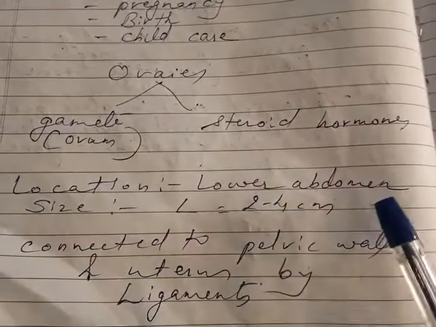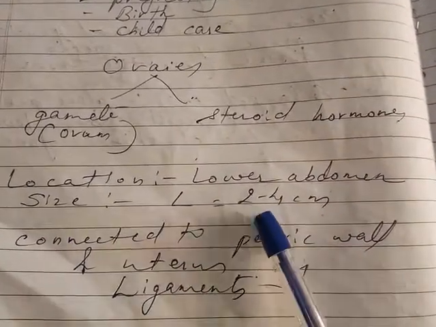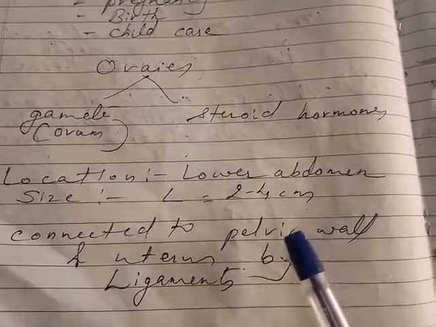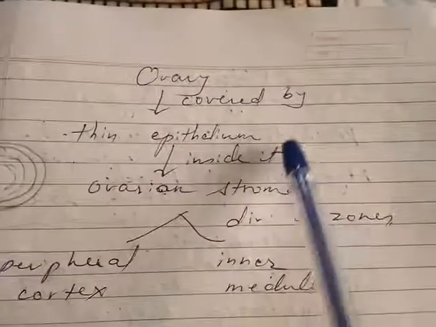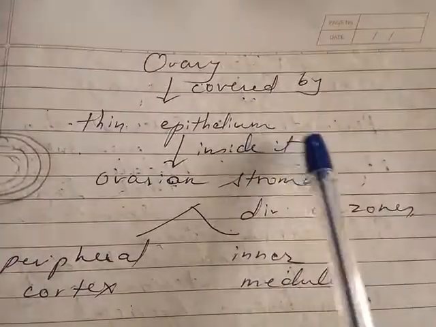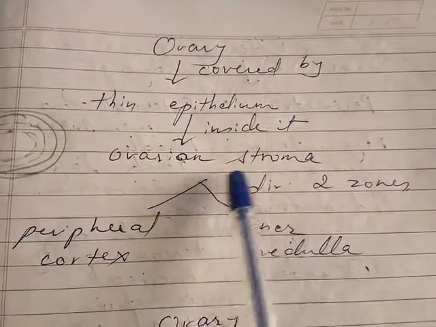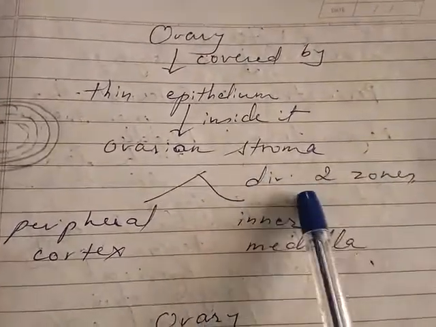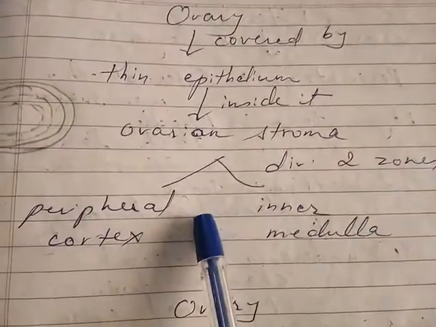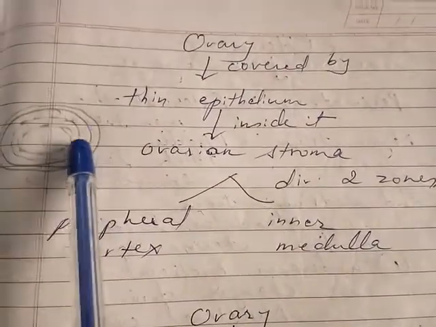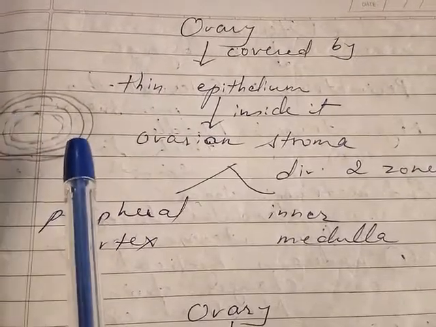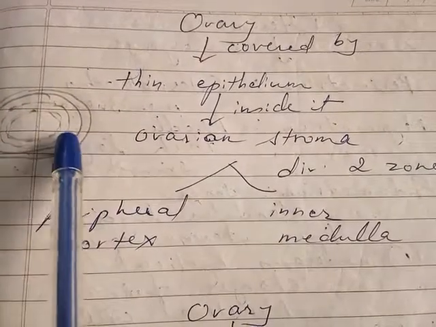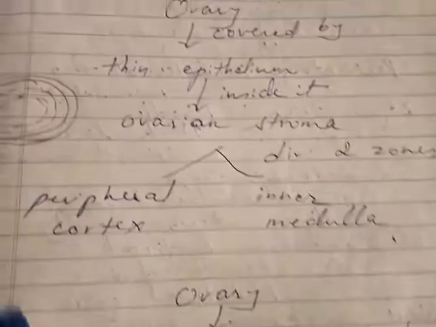Its location is the lower abdomen, length is 2 to 4 centimeter, and it is connected to the pelvic wall and the uterus by the ligaments. Now ovary, it is covered by thin epithelium. Inside it, ovarian stroma is present, which is divided into two zones, that is peripheral cortex and inner medulla. So ovary is having the stroma inside, which is divided into two parts. Outer side is peripheral cortex, inside is called inner medulla.